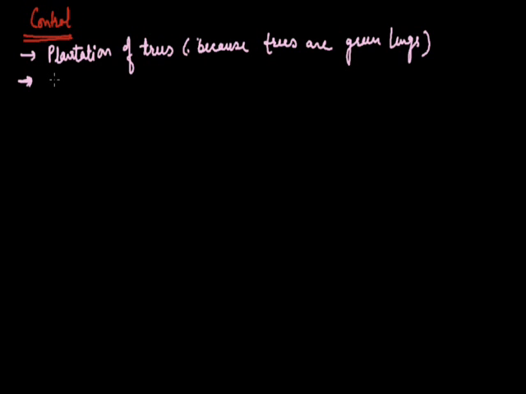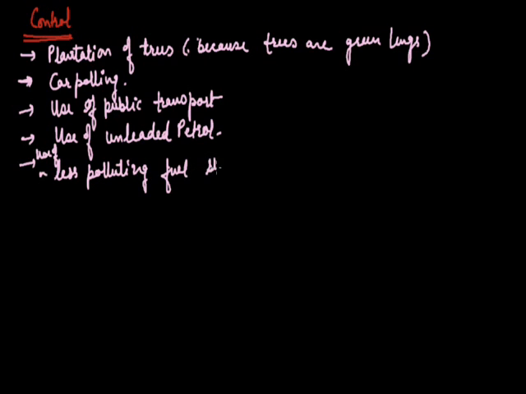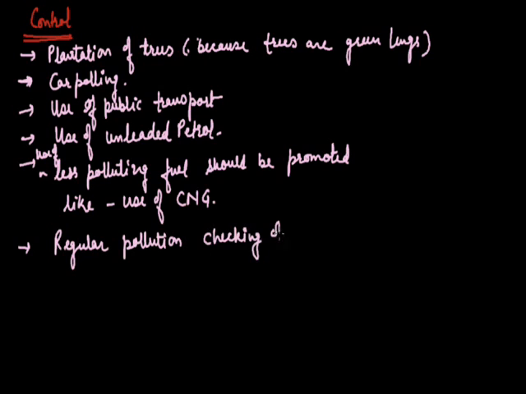Like you can do carpooling, use of public transport, use of unleaded petrol, use of other conventional or non-conventional energy sources which cause less pollution, like the use of CNG, compressed natural gas, and regular pollution checking of vehicles.